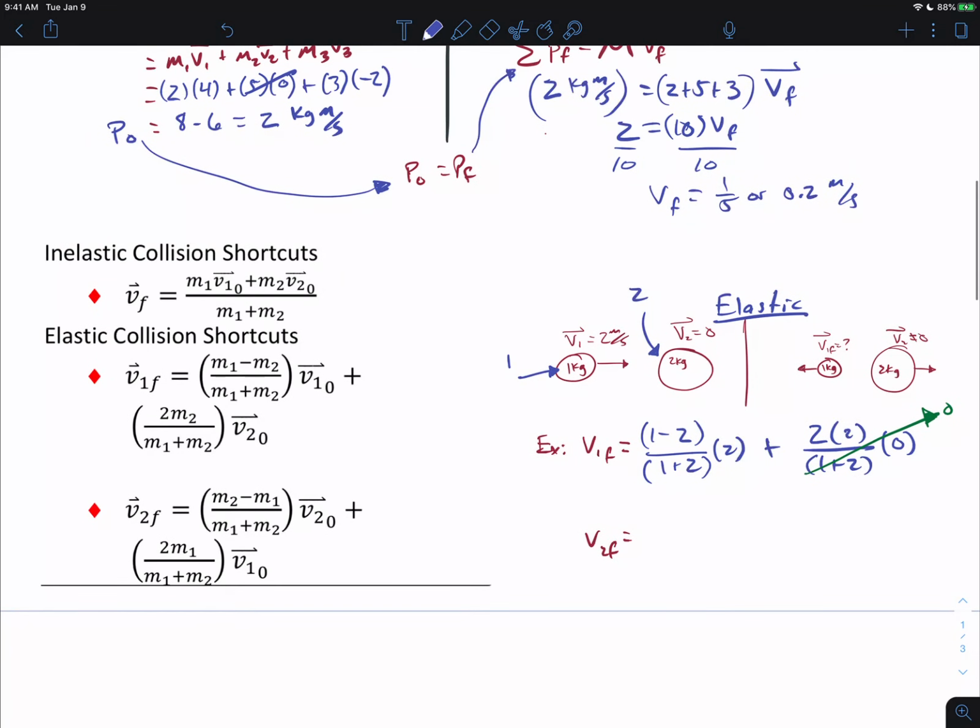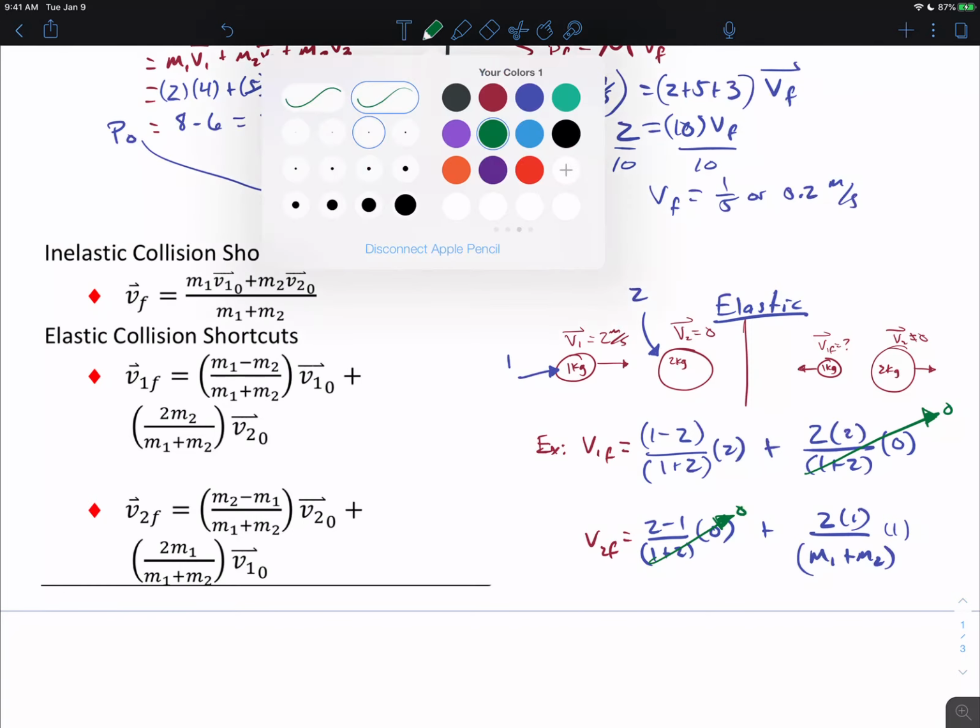So coming back in here for the initial velocity of 2, let's do a similar thing. We're going to have mass 2 minus mass 1 over 1 plus 2, times the initial velocity of 2, so this is going to go away. And plus 2 times mass 1 over mass 1 plus mass 2 times the initial velocity of 1. This is pretty neat because this term is multiplied by 0, so it is going to be 0.